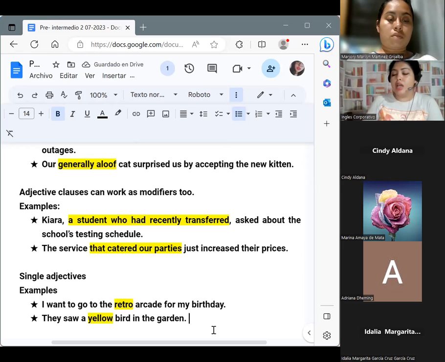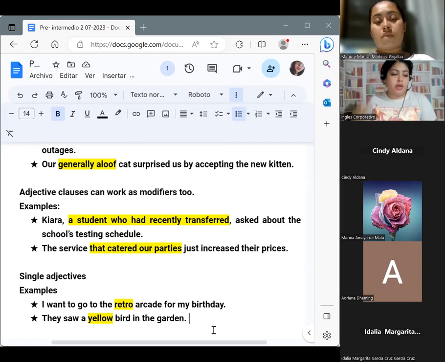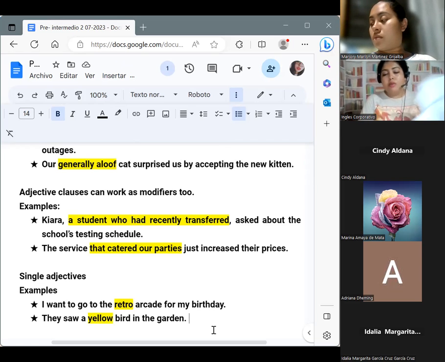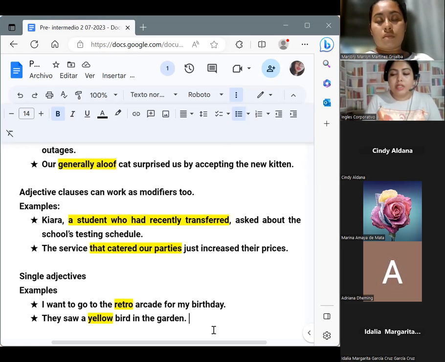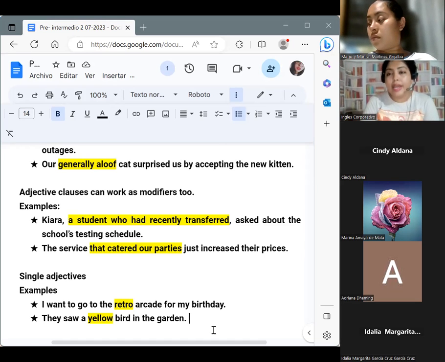También los adjetivos que están solos pueden funcionar también como modificadores, porque obviamente esa es la función principal, modificar una oración o el significado de una oración. So that's the whole thing. We have a lot of information related to the modifiers. There exists a lot more information, but we are going to stop here and end this session.